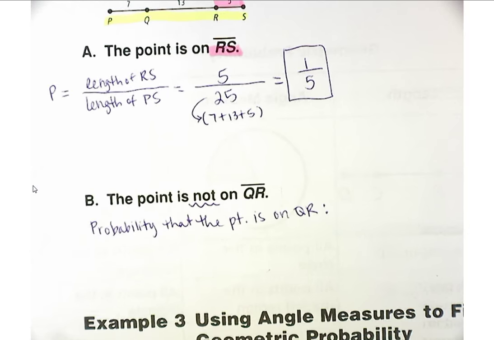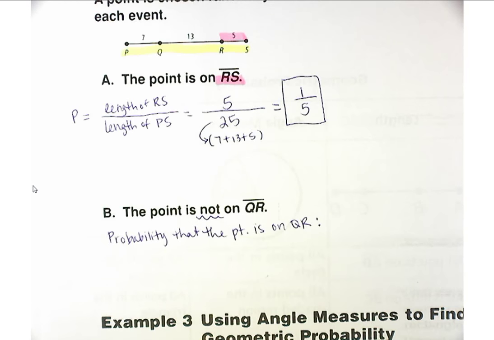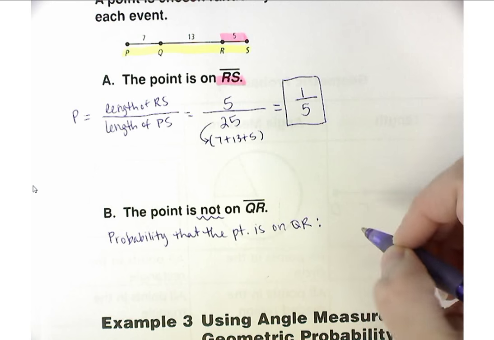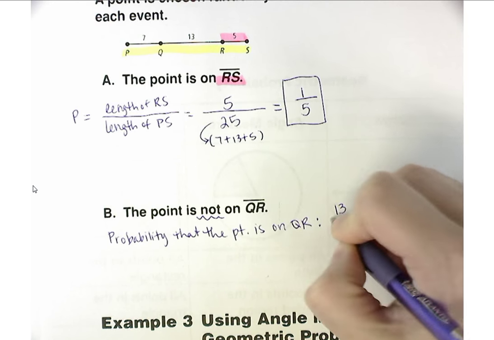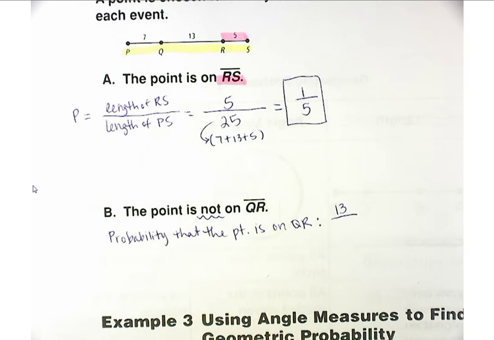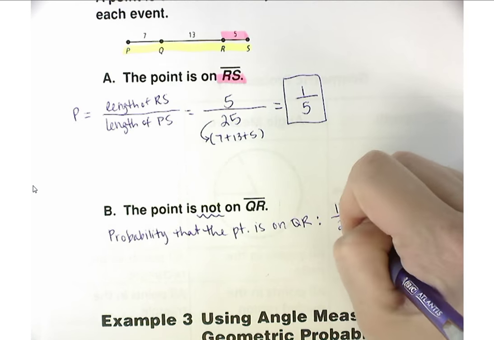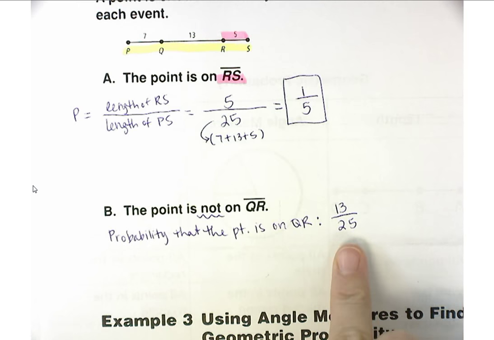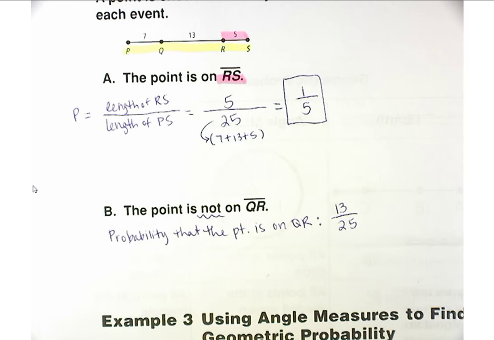Okay, so if it is on QR, Logan, what's the length of QR? 13. Okay, and then the length of the entire segment is still what? 25. Now, do you guys know what is the highest number that you can have in probability? It is 1, and that's because 1 represents 100%, right? Okay, so the highest probability you can have is 1 because that represents 100%.